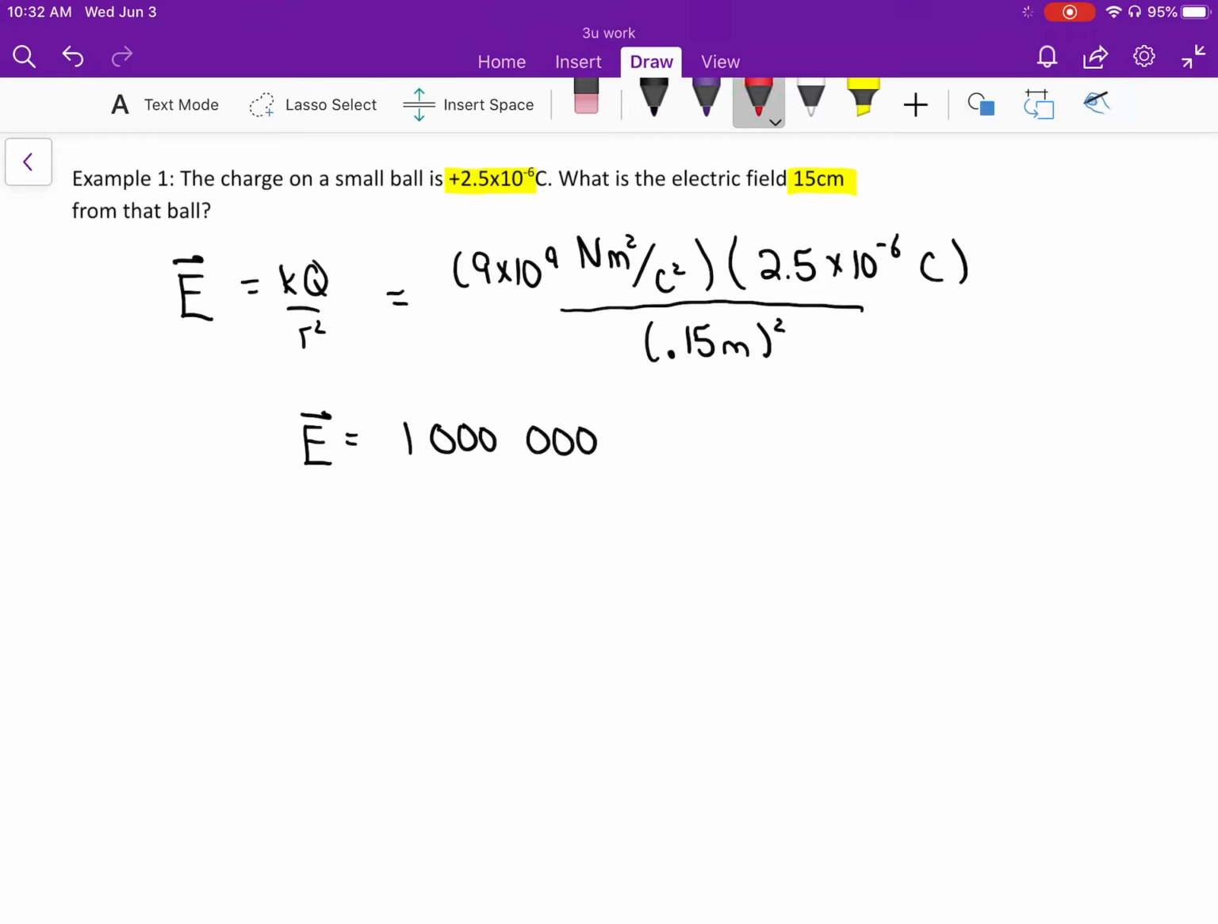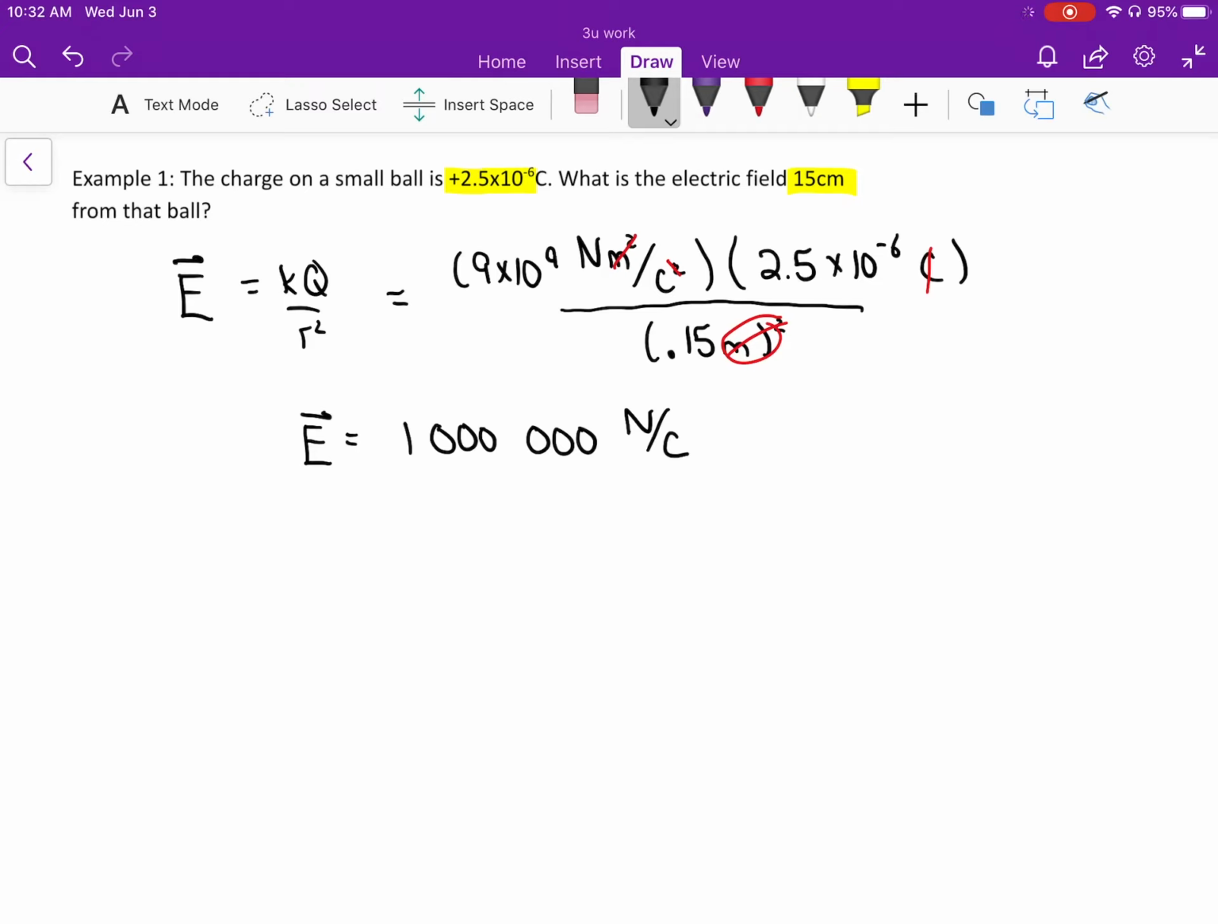If you follow through on the units, this coulomb cancels with one of those. This makes a meter squared, and those two cancel with that. So we get these funny units of newtons per coulomb. It's kind of like the 9.8 number, but 9.8 was gravity. It was newtons per kilogram. Since this one's electric field, it's going to be newtons per coulomb since it's electricity.